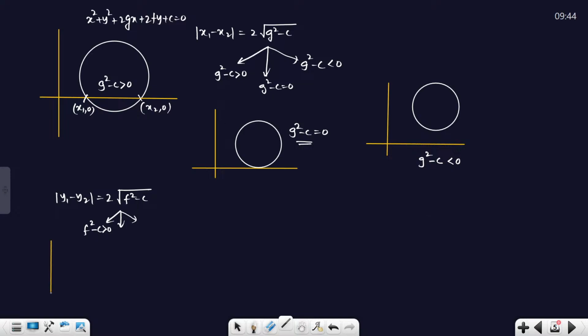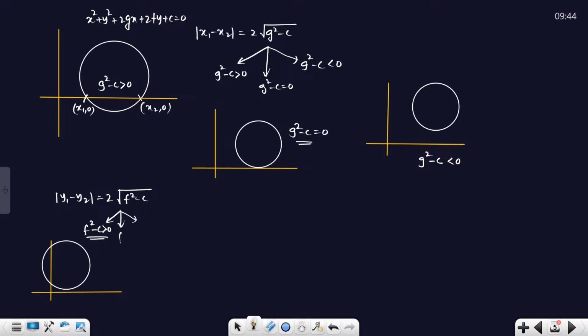Let me just draw the diagram. This is the case. In this case, what happened? The circle is intersecting the y-axis. What is the condition? The condition is f square minus c is greater than 0.